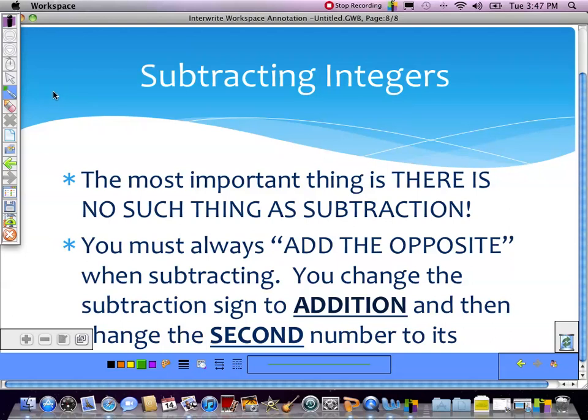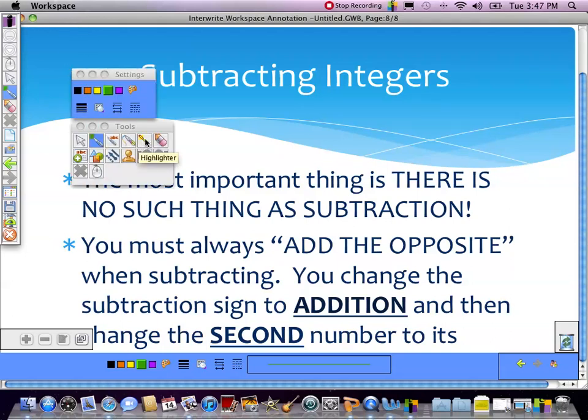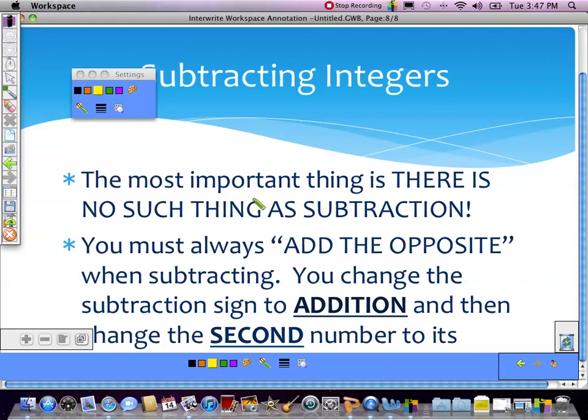The rule for subtracting integers is very simple. You need to remember 3 words, and those words are add the opposite. What you're going to do when you see the subtraction sign in the middle of 2 terms is change that subtraction sign to addition, and then you'll change the second number or term to its opposite.